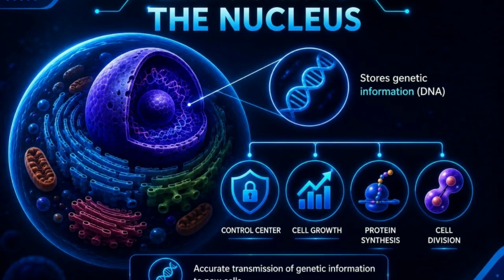So what are the main functions of the nucleus then? The nucleus acts as the control center of the cell by storing the cell's genetic information and regulating all cellular activities. It also plays a key role in cell growth, protein synthesis, and cell division, ensuring that genetic information is accurately passed on to the new cells.